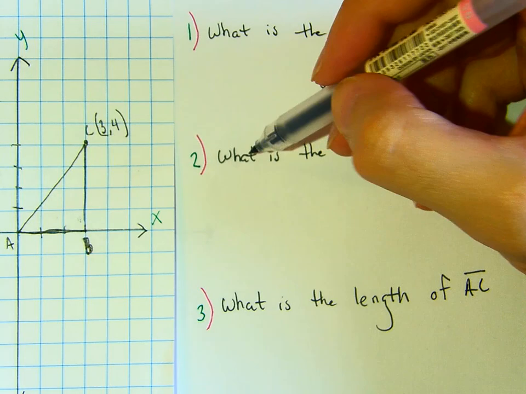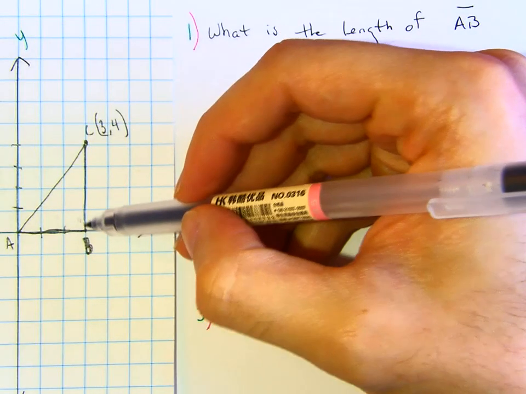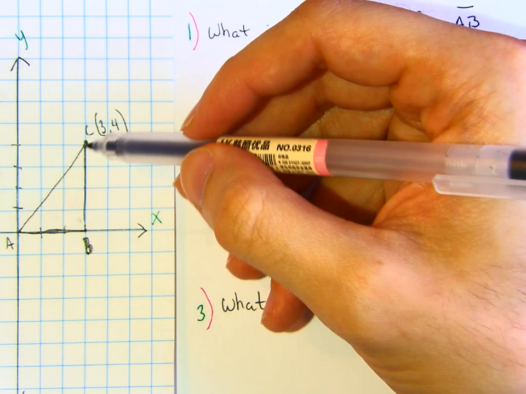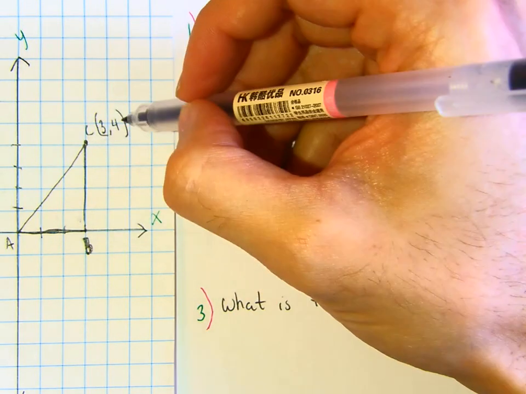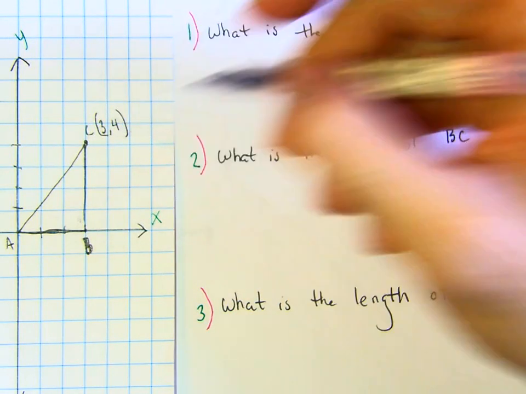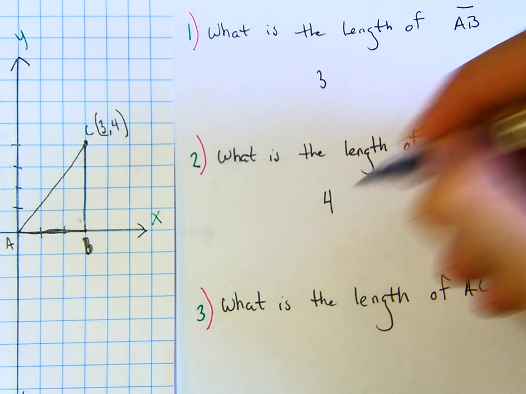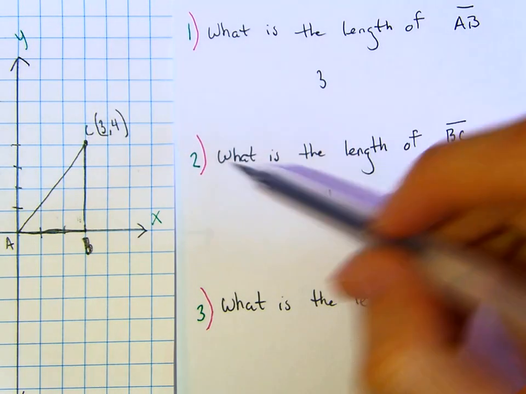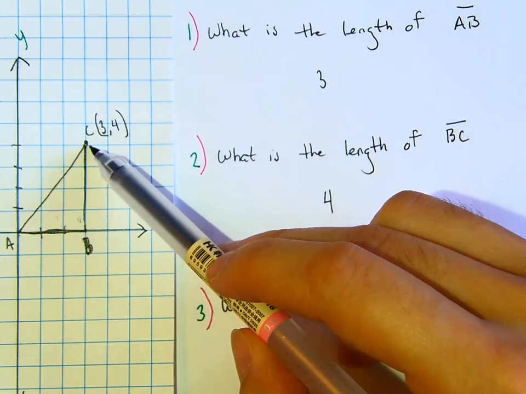What's the next question? What's the length of B to C? Well, B to C is just simply 1, 2, 3, 4, but B to C also matches what the y value is, which is 4. So this is 4 over here. So let's answer this question here. It's saying, what's the length of A to C?